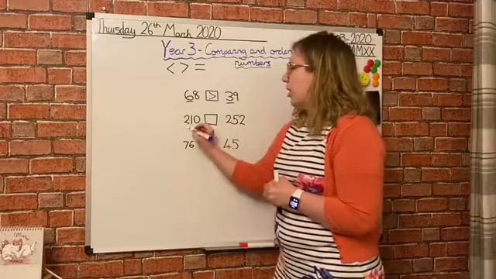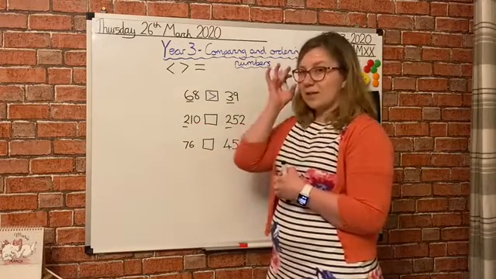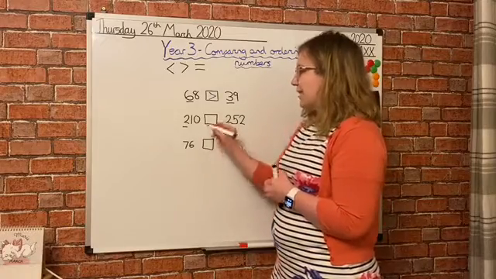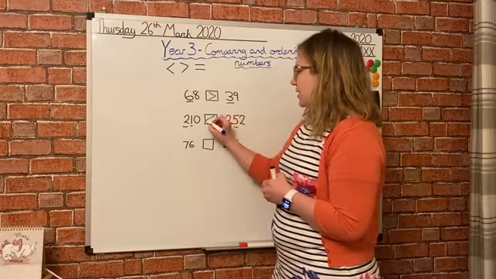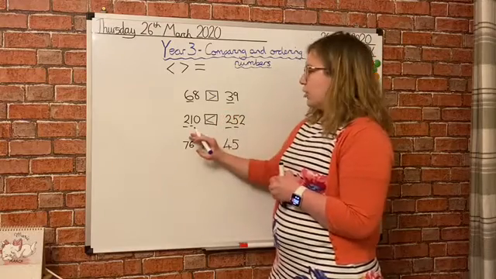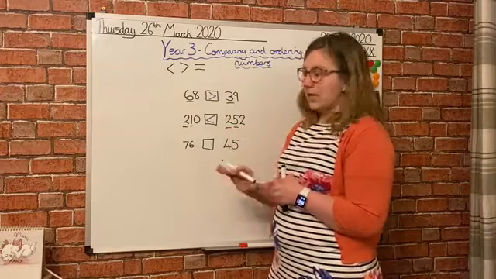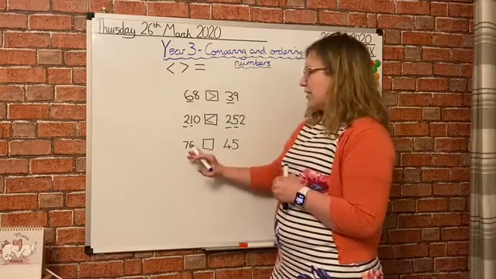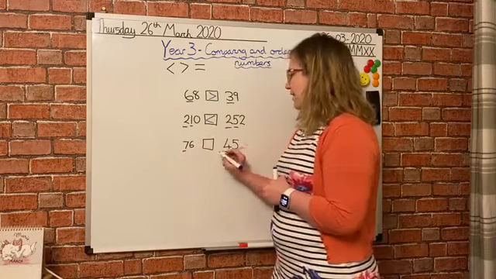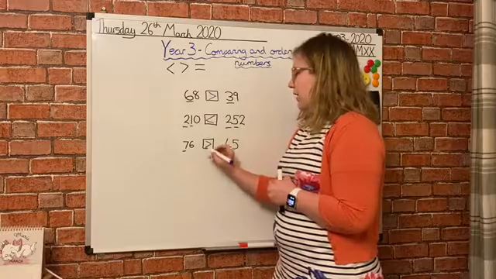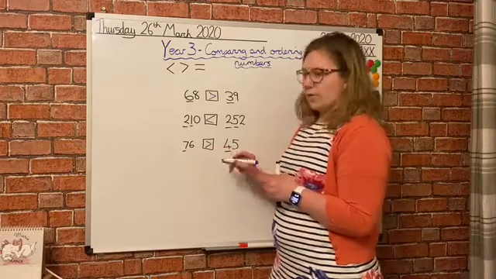The next one, I've got 200s in both my numbers, so that's not going to help me in this case. I next need to look at my tens. I've got 1 ten here and 5 tens here, so I can see that this is the bigger number. 210 is smaller than 252. Last one for this set, 76 and 45. I've got 7 tens and 4 tens, so it is going to be more than or greater than. 76 is bigger than 45.